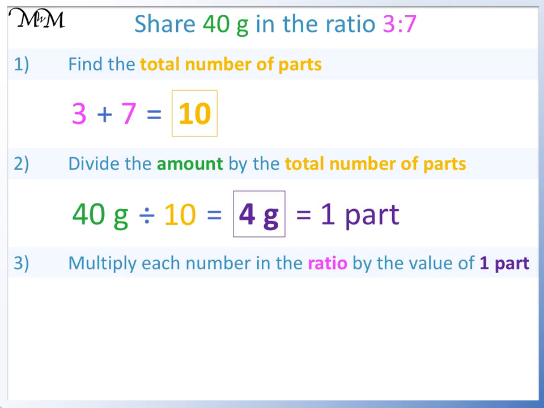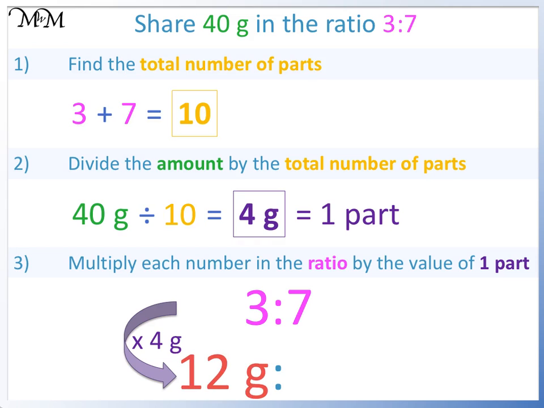Step 3. Multiply each number in the ratio by the value of one part. The ratio is 3:7 and the value of one part is 4 grams. 3 times 4 grams equals 12 grams. 7 times 4 grams equals 28 grams. So we have a ratio of 12 grams to 28 grams.